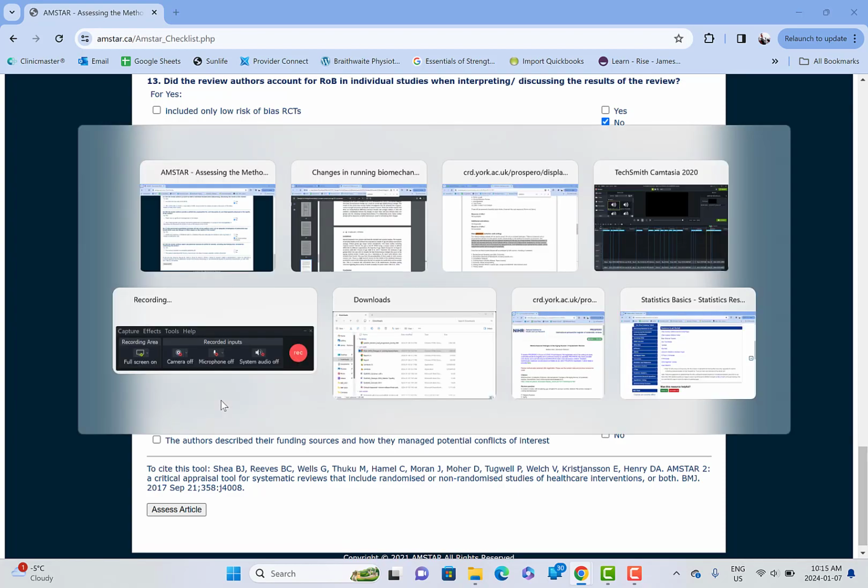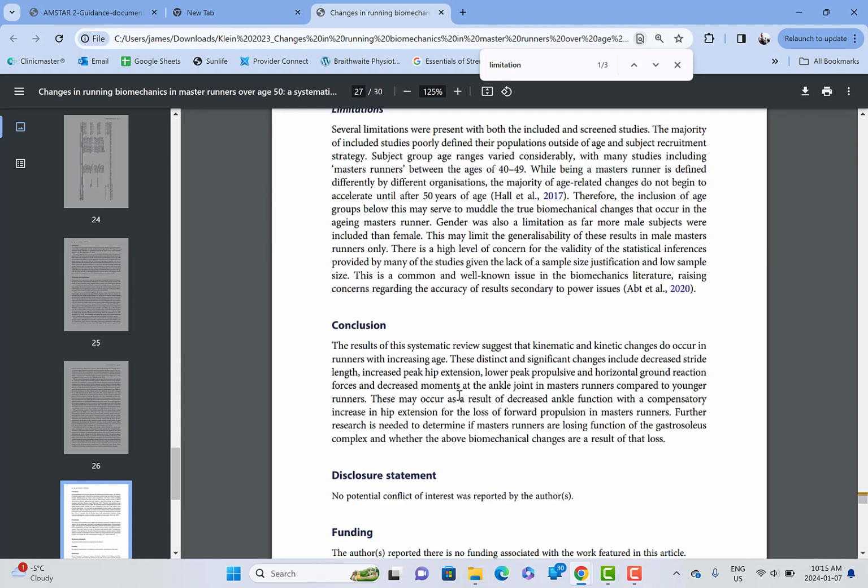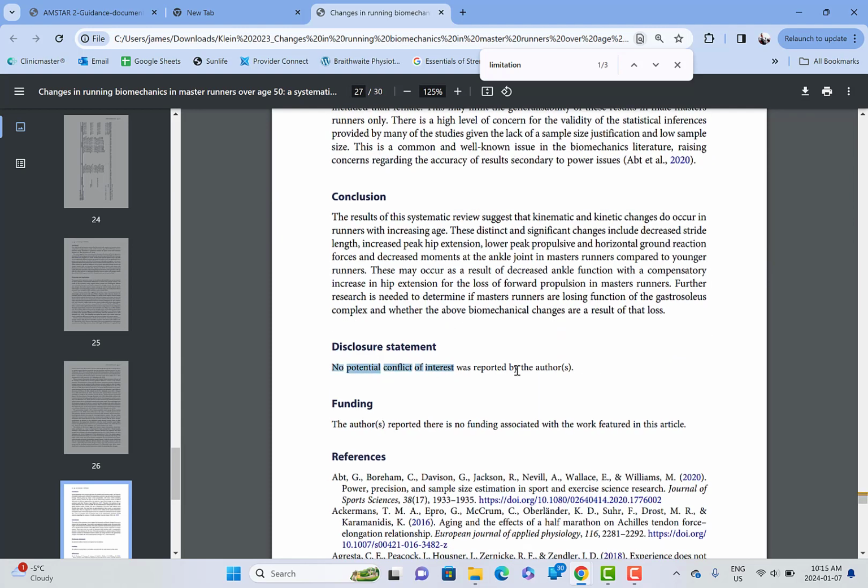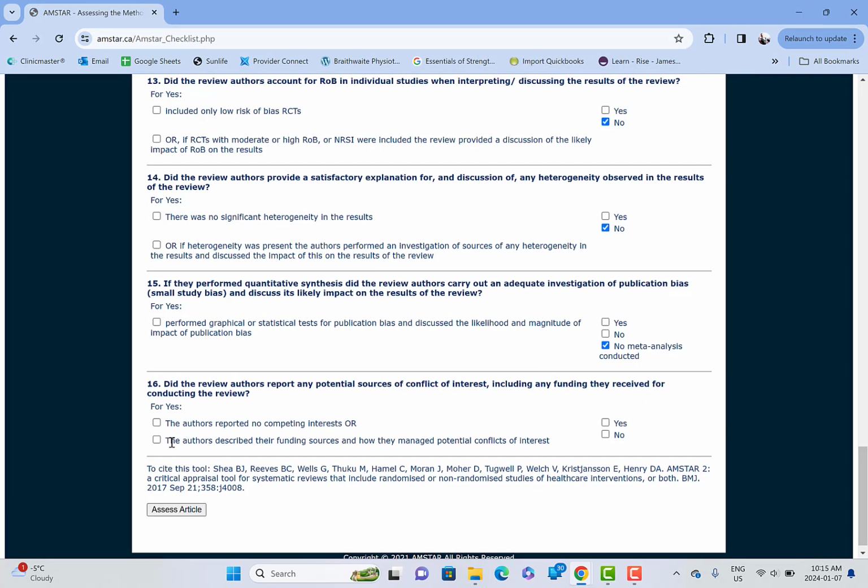And question 16, did the authors report any potential sources of conflict of interest, including any funding they received for conducting the review? And they did. Here on page 26, the authors report no competing interests. So there we have it.